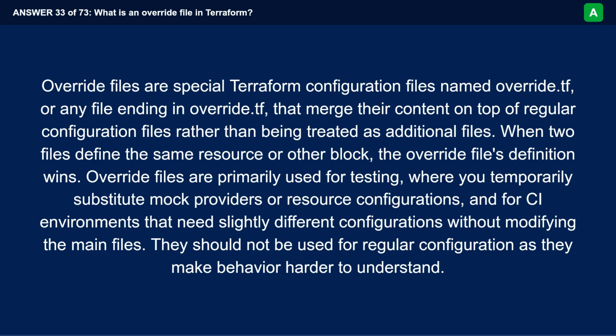When two files define the same resource or other block, the override file's definition wins. Override files are primarily used for testing, where you temporarily substitute mock providers or resource configurations, and for CI environments that need slightly different configurations without modifying the main files. They should not be used for regular configuration as they make behavior harder to understand.